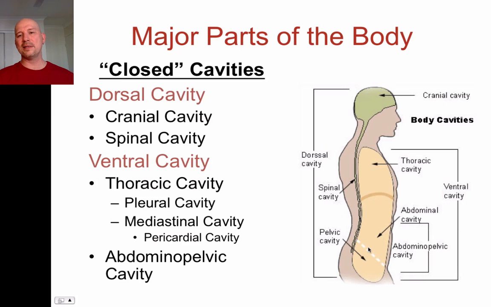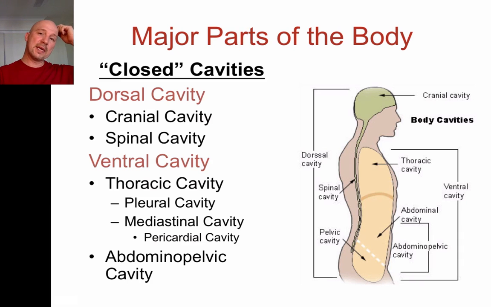In reality, these are continuous. There isn't anything structurally that separates these two, so they're usually just referred to as the abdominal pelvic cavity. This is the biggest cavity in the body, and the abdominal pelvic cavity is interesting or important in trauma, because if people are bleeding into their body, there's only so much space for blood to go.